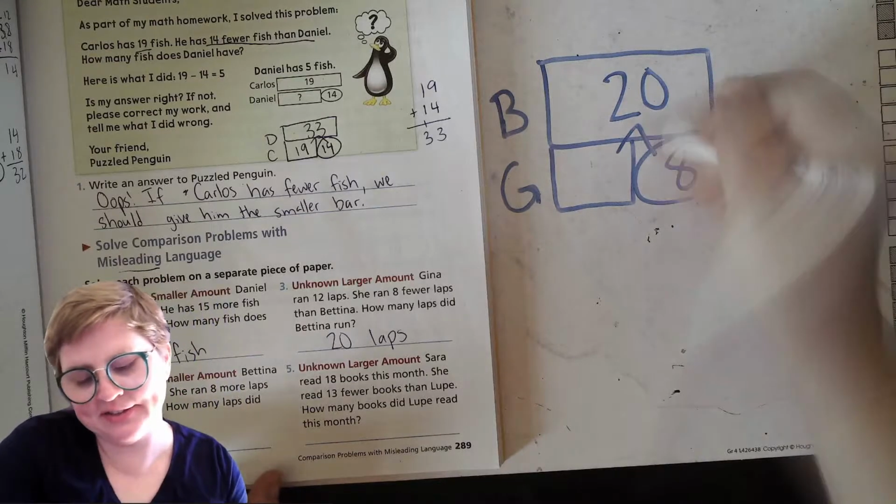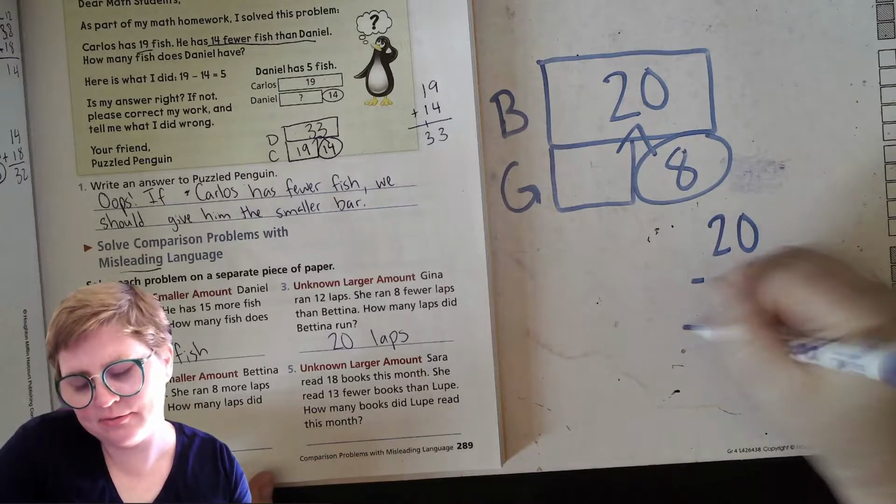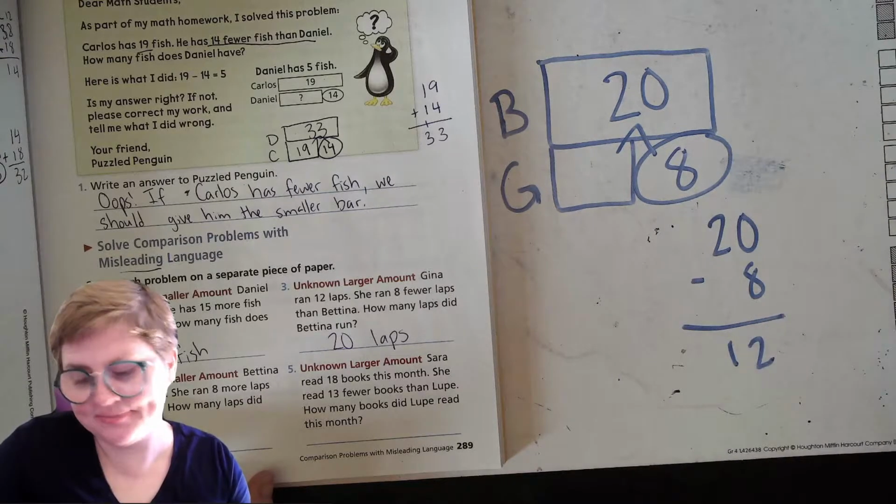So then how do we find the smaller amount? We subtract. 12.